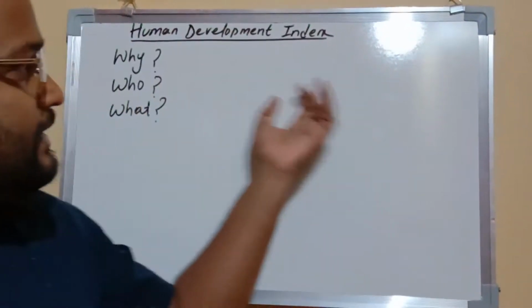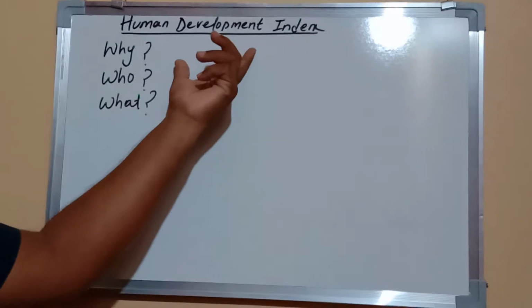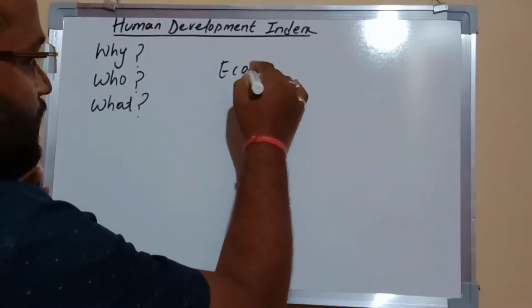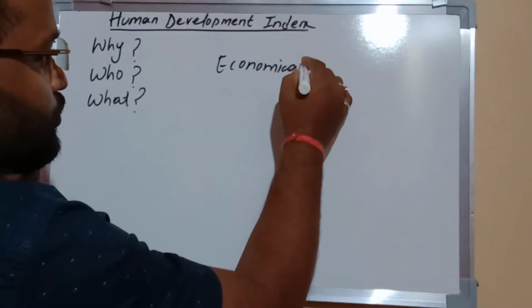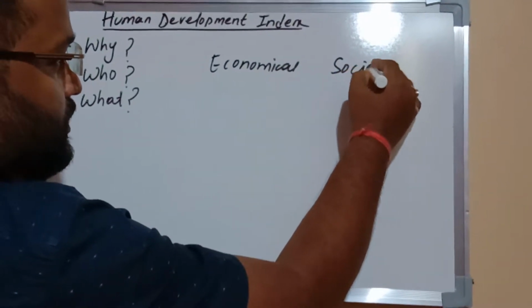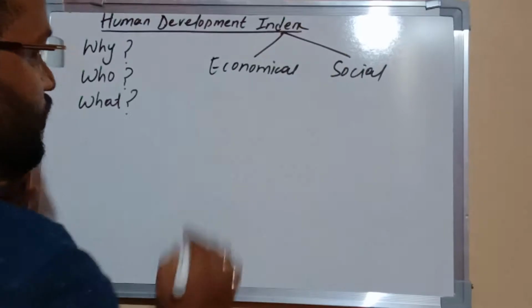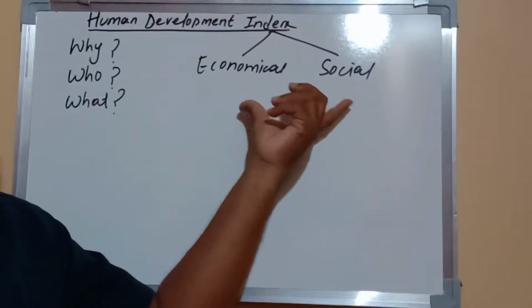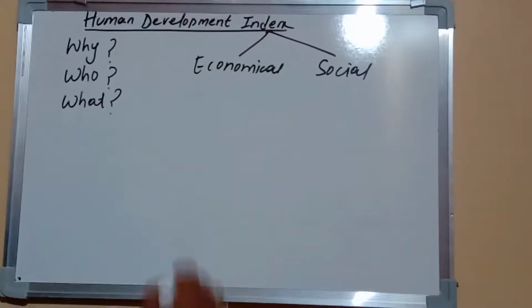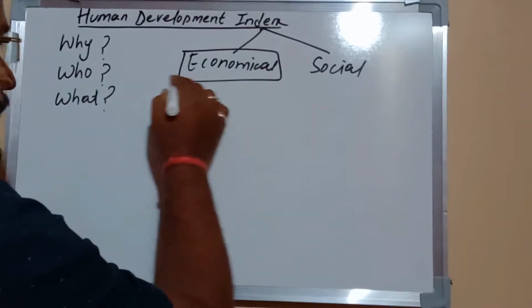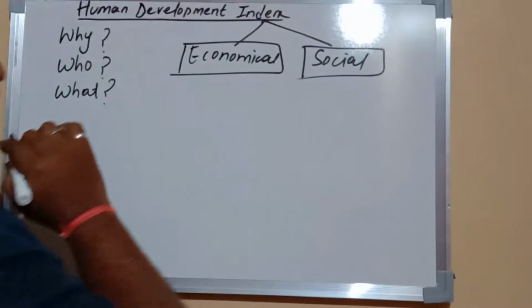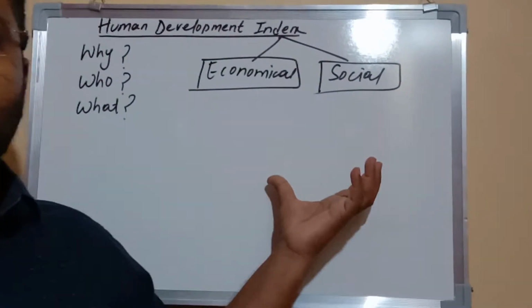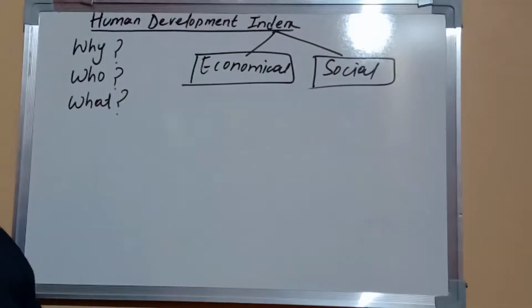So this index is a combination of both the economical and the social. It makes a combination of the economical factor as well as the social factor, and then it is prepared as an index. As all of you know, an index is just a composition of some values, and by that this index is calculated.